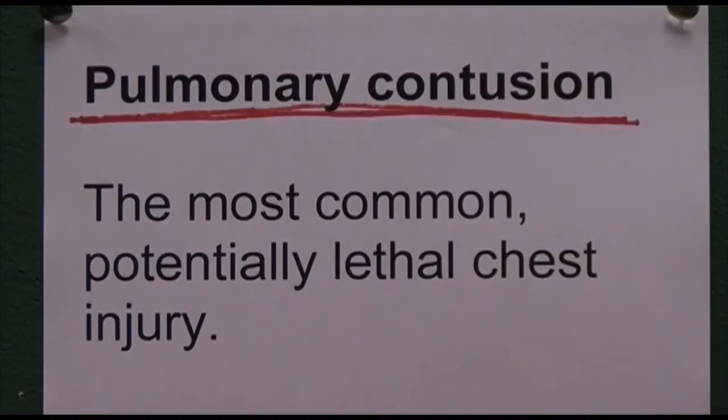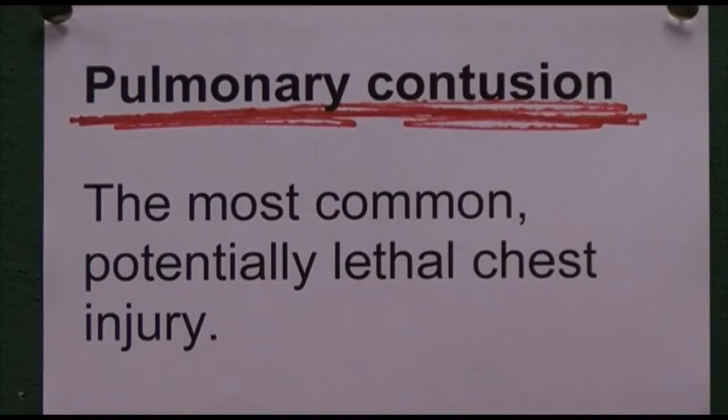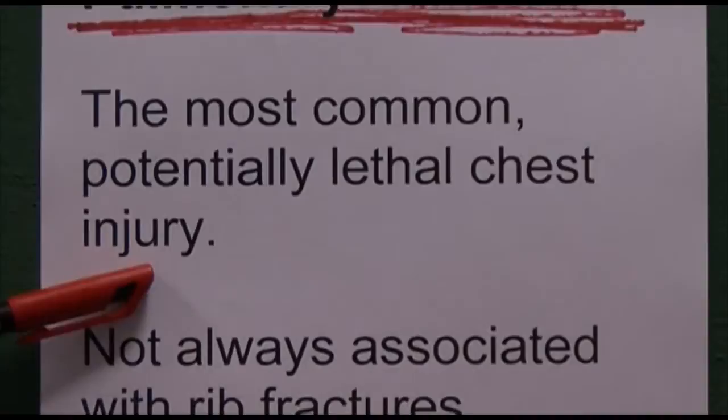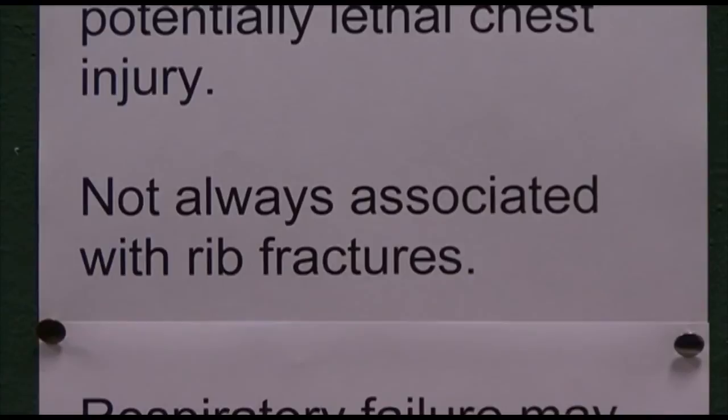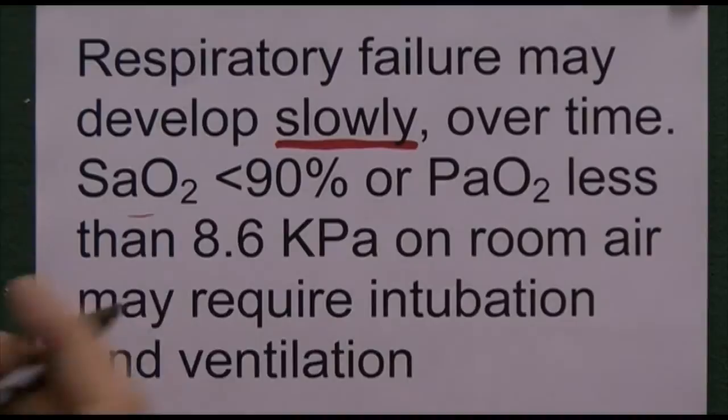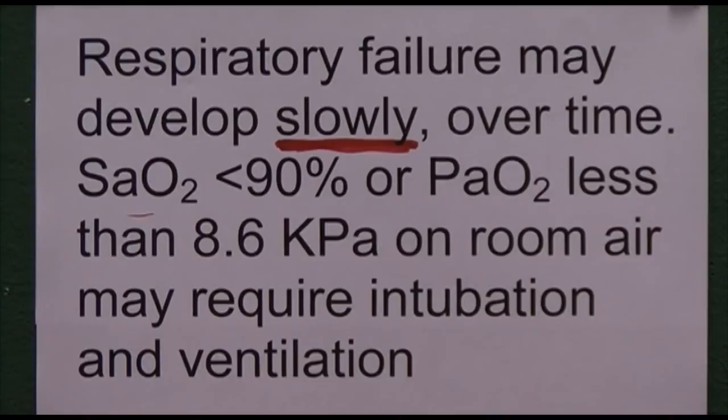So pulmonary contusion is talking about bruising of the lung. And actually, this is the most common potentially lethal chest injury. And it can be associated with flail segment and rib fractures, but not necessarily associated with rib fractures. And the respiratory failure associated with pulmonary contusion can develop slowly over a period of time, meaning that we need to observe patients with chest trauma very carefully in case they're becoming hypoxic as a result of the pulmonary contusion.